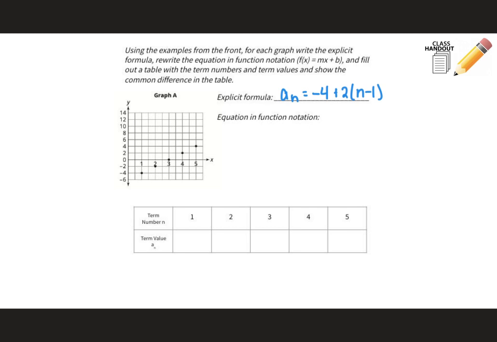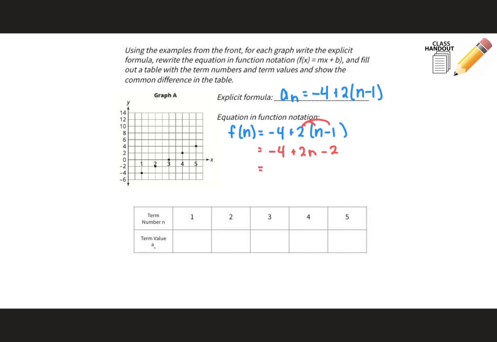Now we're going to rewrite our equation using function notation. We're going to take our explicit formula and write it as f of n equals negative 4 plus 2 times (n minus 1). Looking back at what we just did, we're going to do the distributive property first. We distribute that 2 to everything inside the parentheses. So the negative 4 stays the same, 2 times n is positive 2n, and 2 times negative 1 is negative 2.